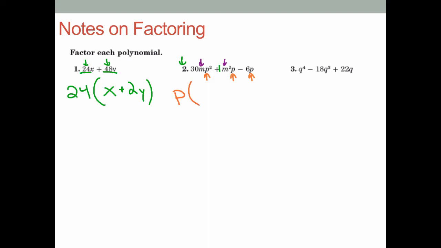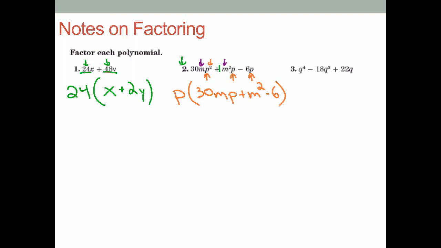What would be left if I pull out a p? Well, I didn't touch the 30m. I did touch the p squared. I've taken one p out, so I'm only left with a single p in that term, because there are two p's with the squared, and if I pull one out, I have one left. I haven't touched the m squared, but I pulled out this p, so I'm not even going to write it. And then minus 6, I haven't touched the 6. So that would be the factored form of that.